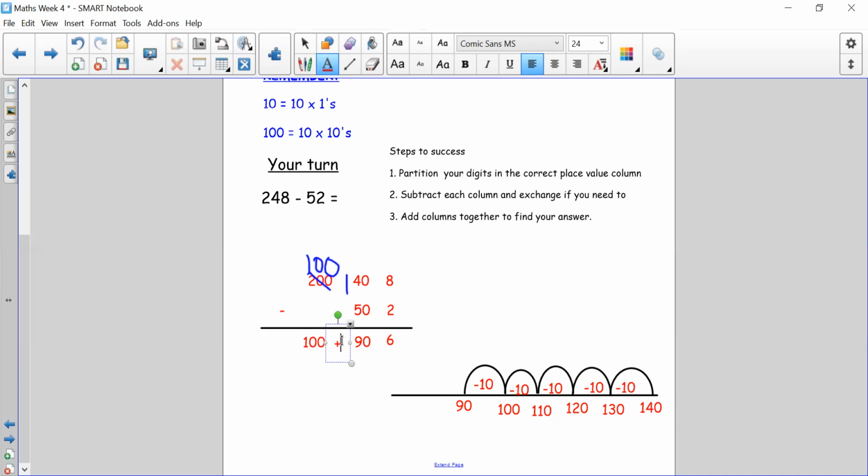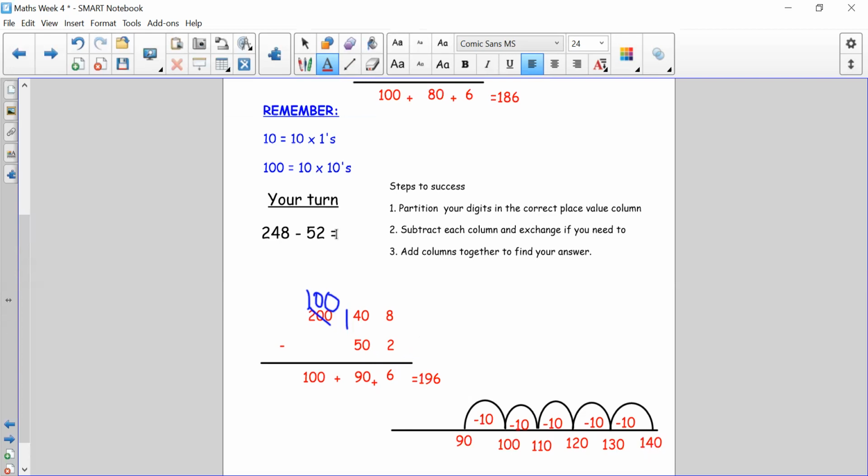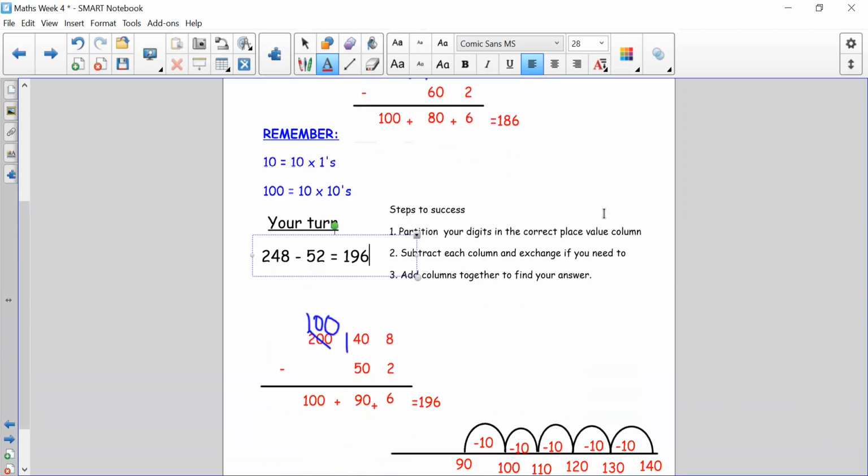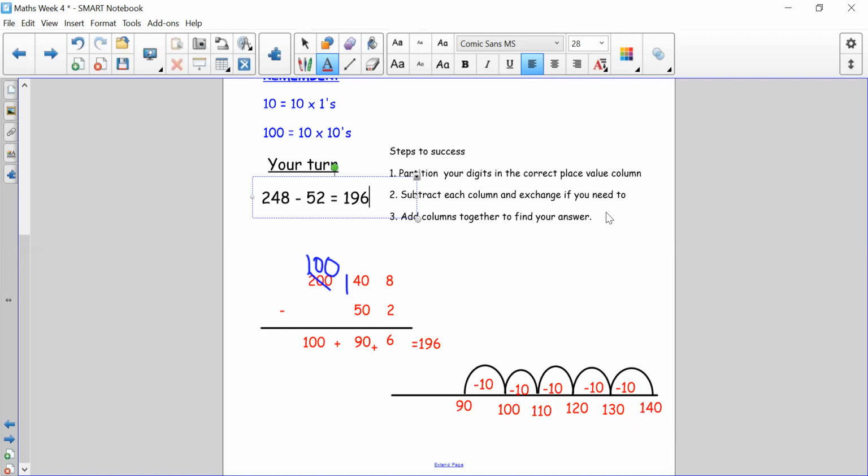Okay, and then let's recombine this answer to make sure that we have a complete answer. So 100 plus 90 plus 6, 196. So my answer to 248, take away 52 is 196. Okay. I hope you got on all right with that. If you didn't, make sure you pause the video, go back to step 1 or step 2, just to help you consolidate your skills before you move on to step 3.